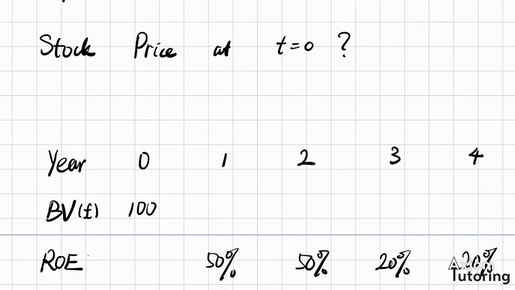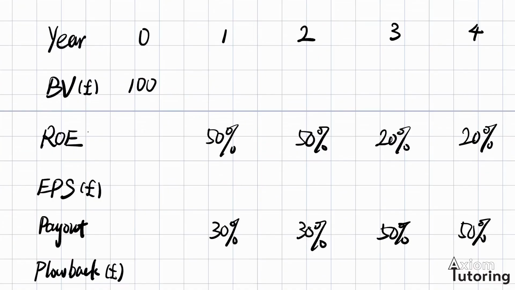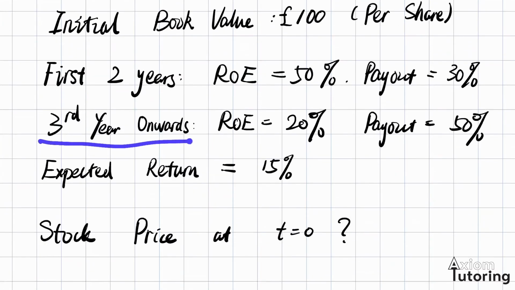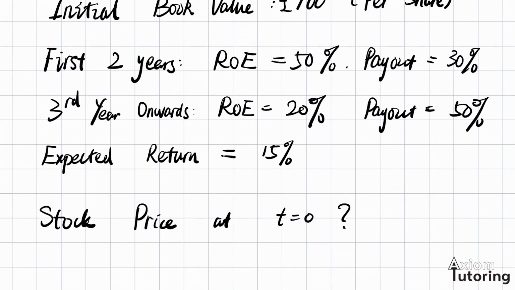Again, we would love to start with the time horizon here. You always start with year 0, and we have years 1, 2, 3, and 4, and we stop at 4 because we already know that starting from the third year and onwards, it's going to stay the same. So we only need 4 years.